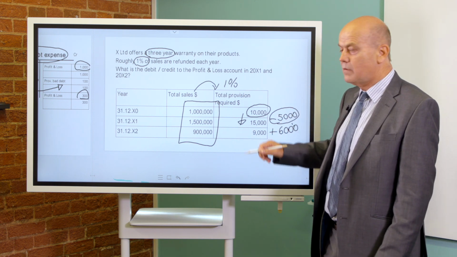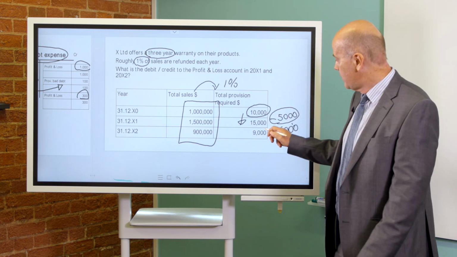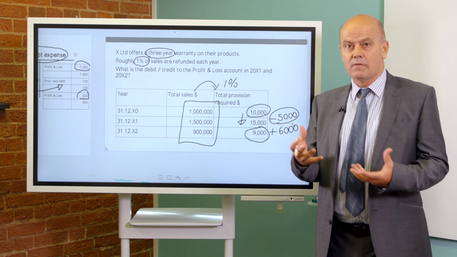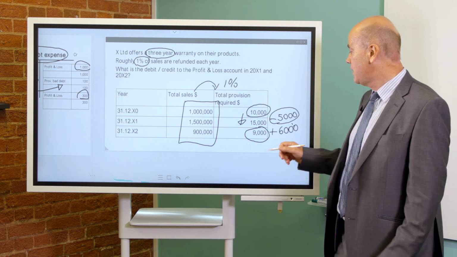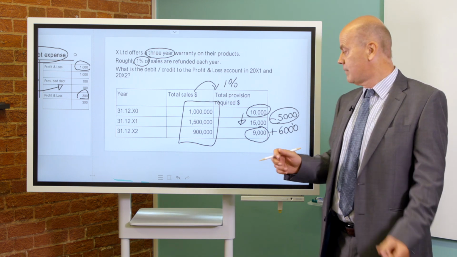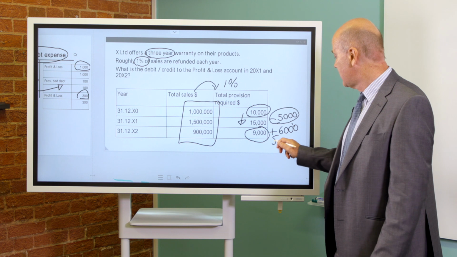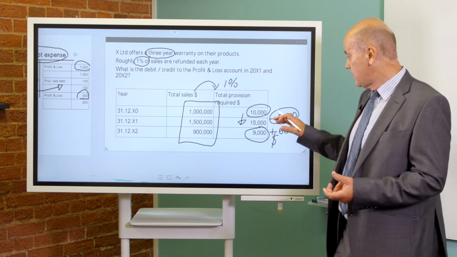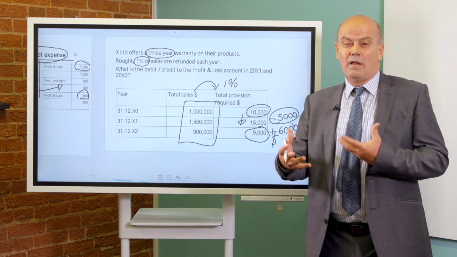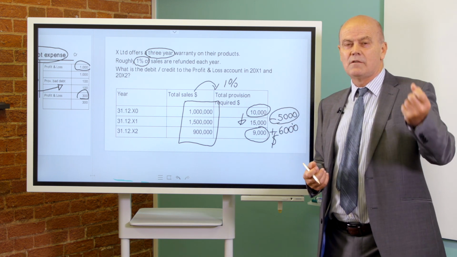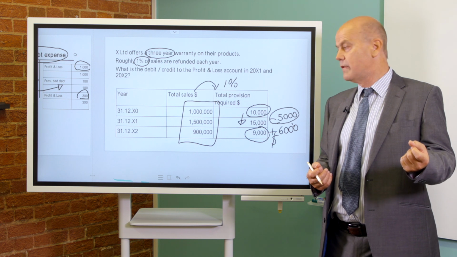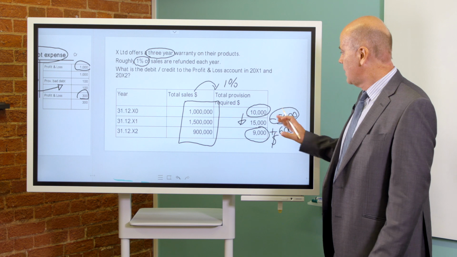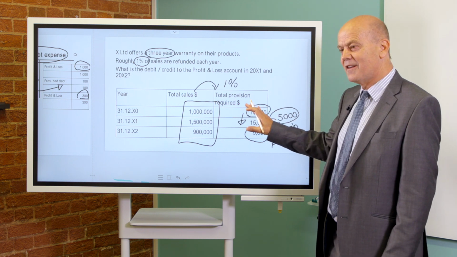Now the next year we have some good news. The provision reduces to 9,000. And therefore, in that case, we have effectively a credit or income of $6,000. So we have some good news here. So bad news and good news. So the profit and loss account reflects the change in the provision, not the actual provision. So fantastic. Thank you, Alex, for doing that.